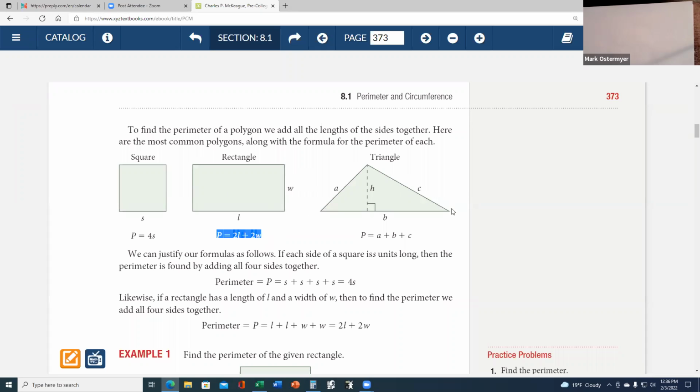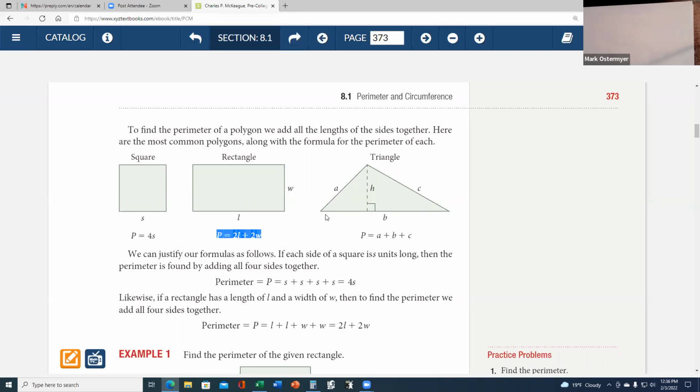Perimeter of a triangle. Tri means a 3-sided polygon. Okay, so all triangles have 3 sides. And the perimeter of a triangle is nothing more than the sum of all the lengths of the sides as you walk around the triangle. So if this side has a length of A units, this side has a length of C units, this side has a length of B units, walking around this triangle, we would take A plus B plus C. That would be the total perimeter of that triangle.